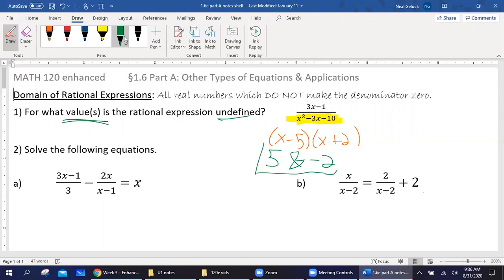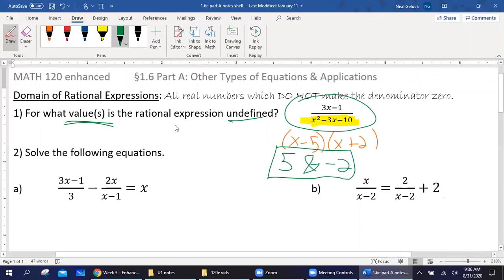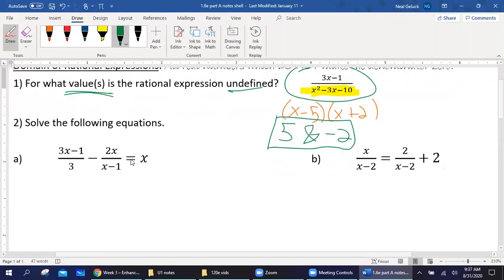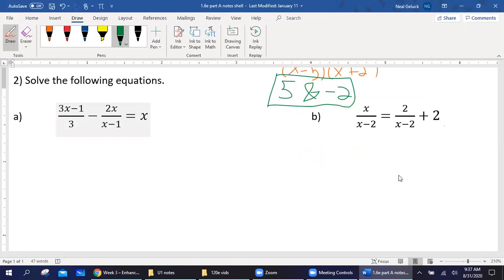Remember, these are not solutions. This is not an equation. This first problem has no equal sign. I'm not solving anything. I am simply saying these are the numbers that are not allowed to go into that function. That'll have to be a theme as we're doing the problems here. We've got to check: is something going to make it undefined? Does it cause division by 0?